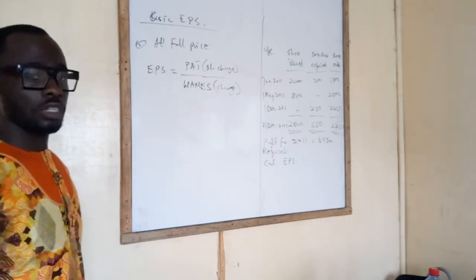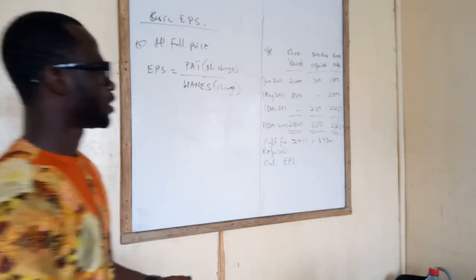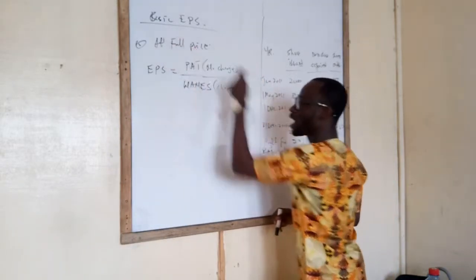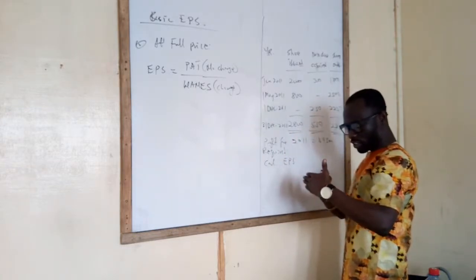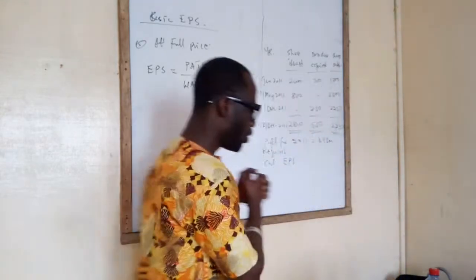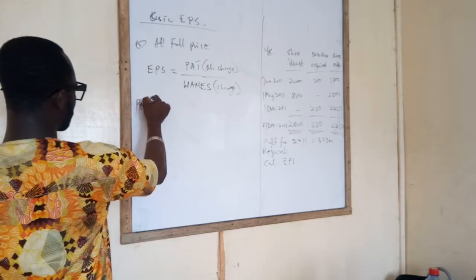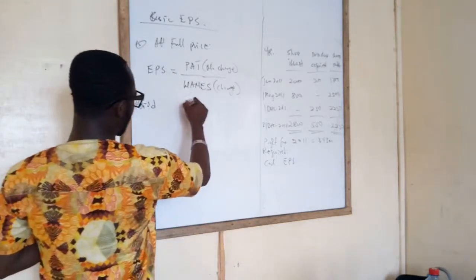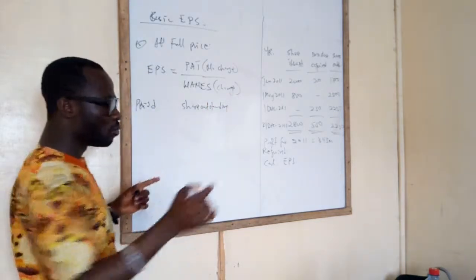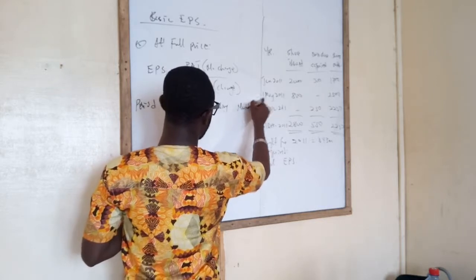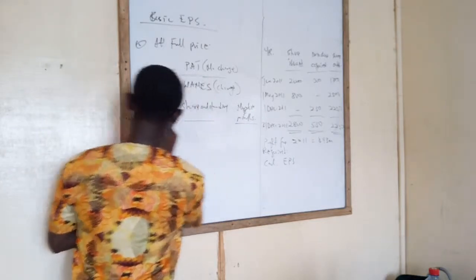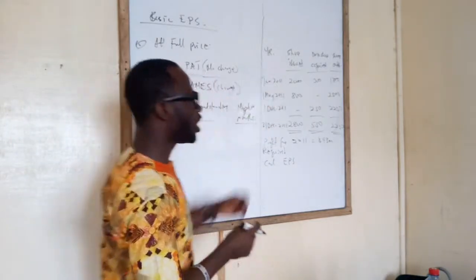So let's go. How we solve this question. Remember I told you that at full market price, we are going to take into consideration the timing period. So we are going to put the period down. Then we will put the shares outstanding in the middle. And then we will put the number of months that the shares were outstanding.